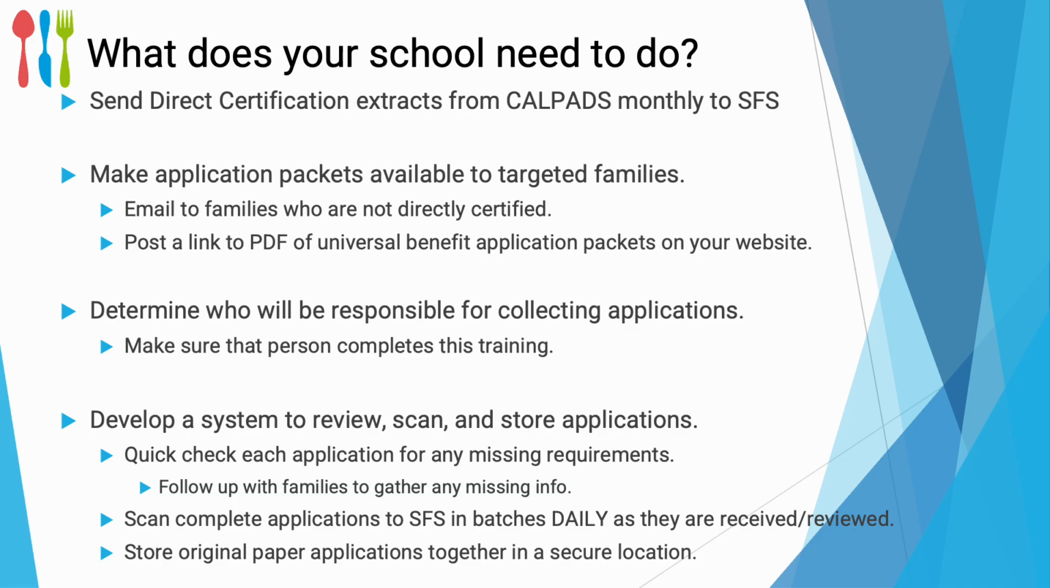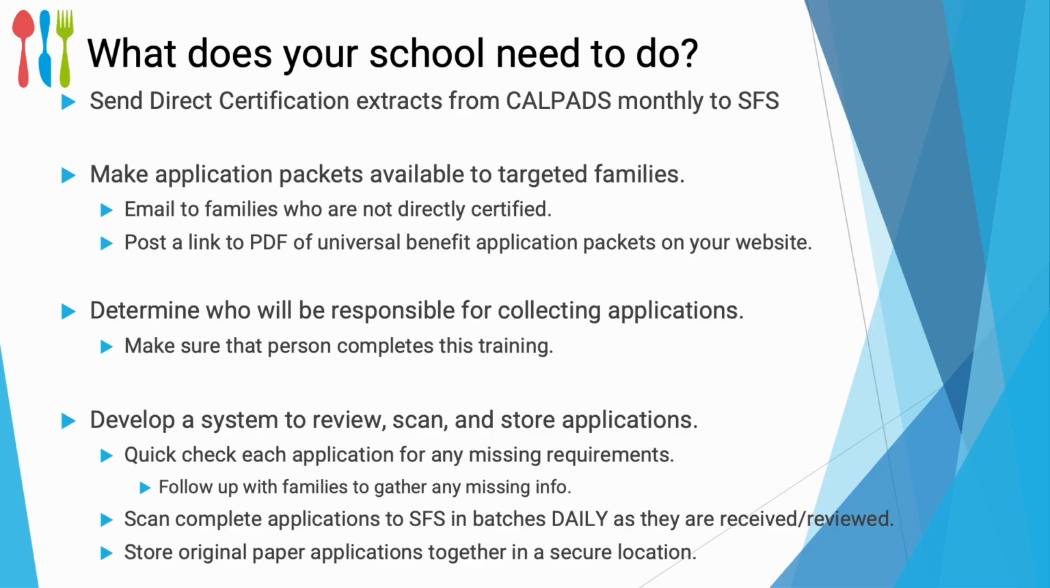So what do you need to do at the school? One, we need those direct certification extracts from CalPads on a monthly basis. So make sure that your CalPads administrator knows that and is sending those to us. Your school is also going to need to make applications available to targeted families. So the universal benefit application does not need to be filled out if a family is directly certified. So you want to make sure that you're sending these application packets out just to the folks who might actually need to fill them out. So that's families who are not directly certified.